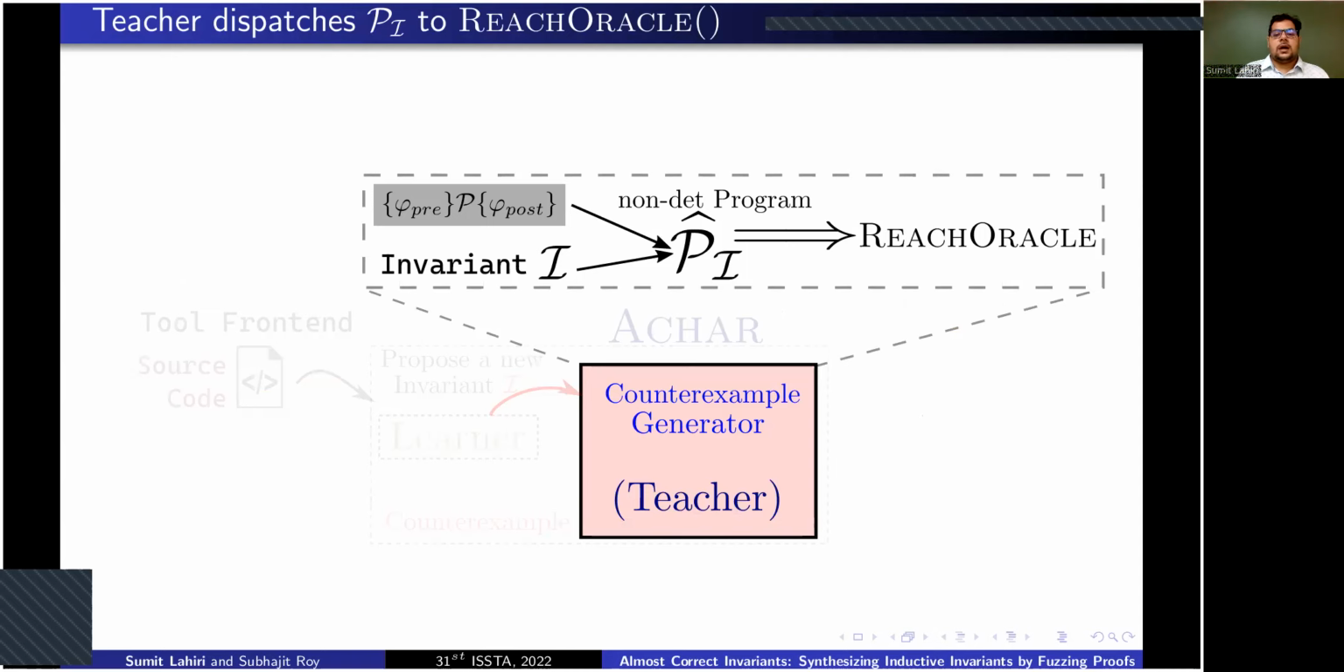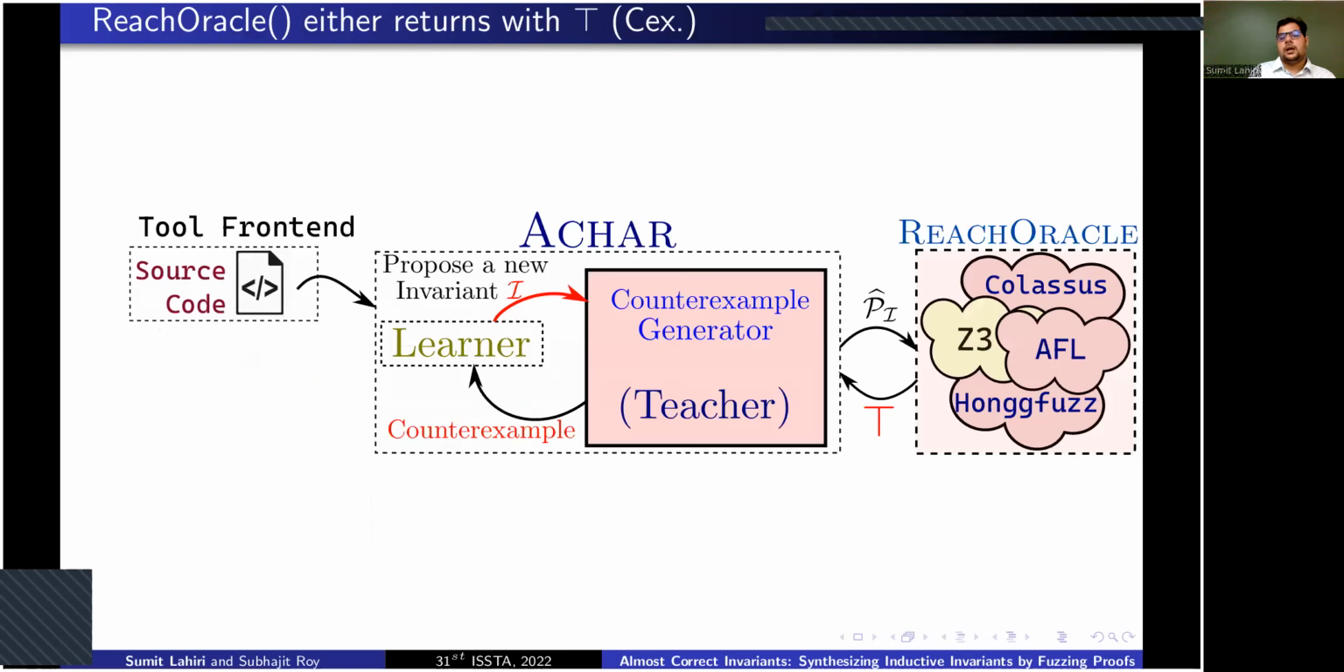What happens here after this step is that p hat of I is dispatched to the reach oracle abstraction. For us, this reach oracle is what we implement with the help of fuzzers and other tools. Here in the clouds, I show the tools with which the reach oracle was made. Our primary implementation of reach oracle is using the Hongfuzz backend.